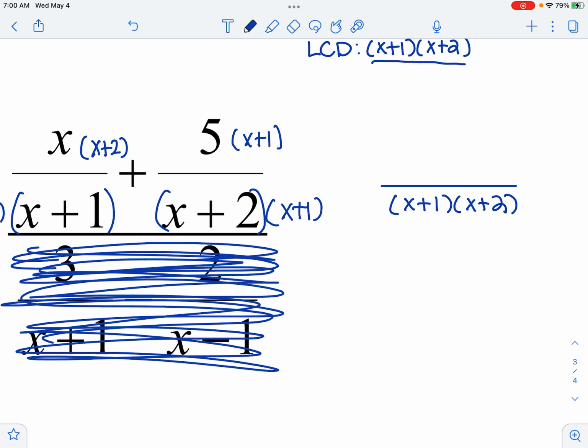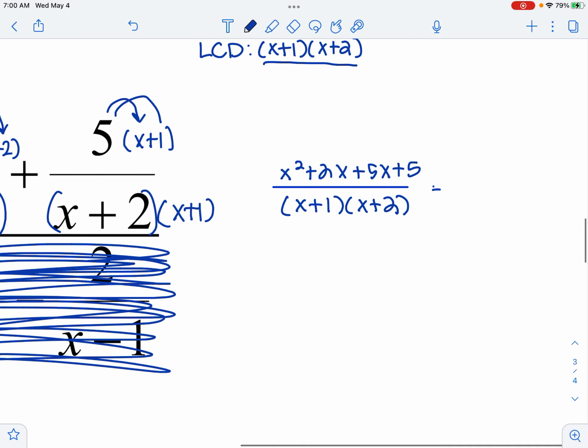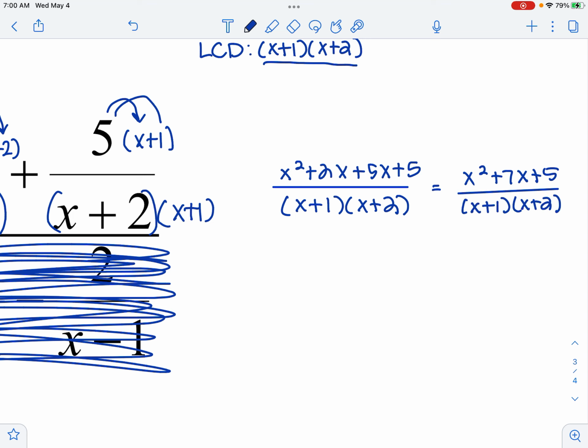And now I'm going to get my new numerator. So I'm going to distribute this x squared plus 2x. And then I'm going to distribute this 5x plus 5. Now I could also combine like terms in my numerator. So I have x squared plus 7x plus 5 over x plus 1 times x plus 2. I could also look at this right now to see if it's factorable. Two numbers that multiply to give me 5 and add to give me 7. Not going to happen, right? So I'm just going to leave it for now.